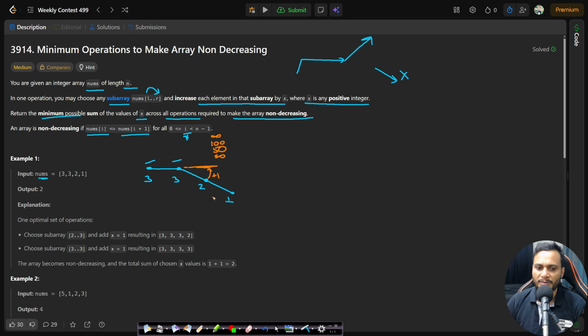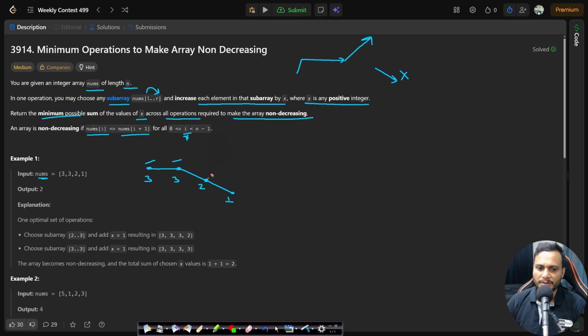So I will increase it by plus 1. And for this 1, how much will I increase? I will increase it by plus 2, because that will match up with this 3. So the total increment would have been 3. But if you see, the answer is 2. It is happening because we are not individually incrementing. If we individually increment, maybe the value is going to be higher.